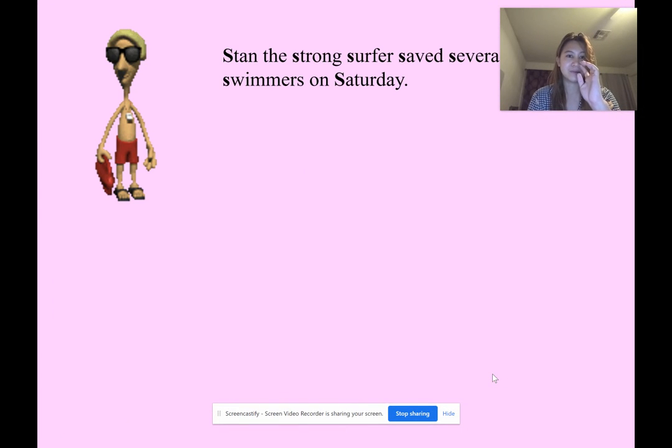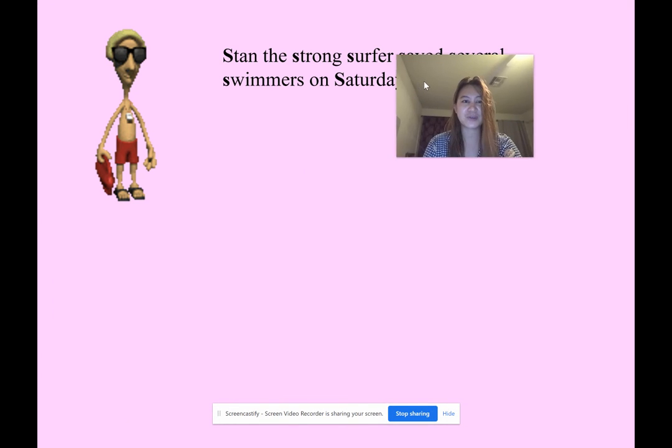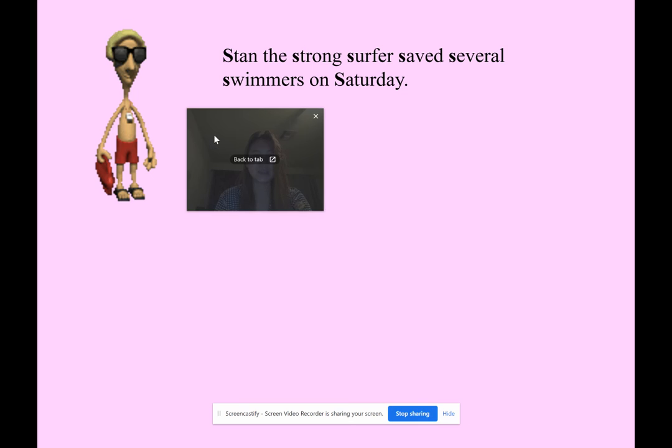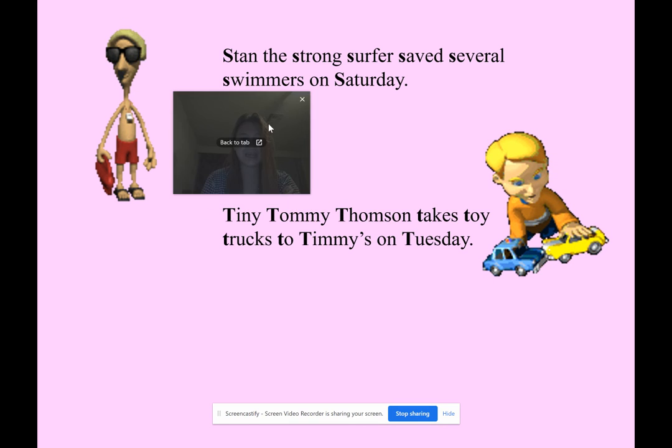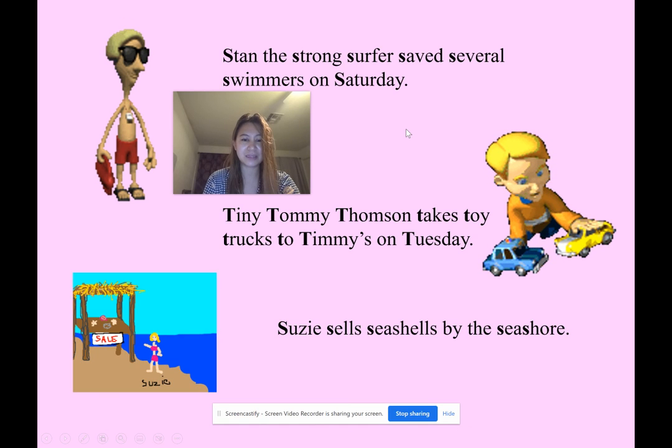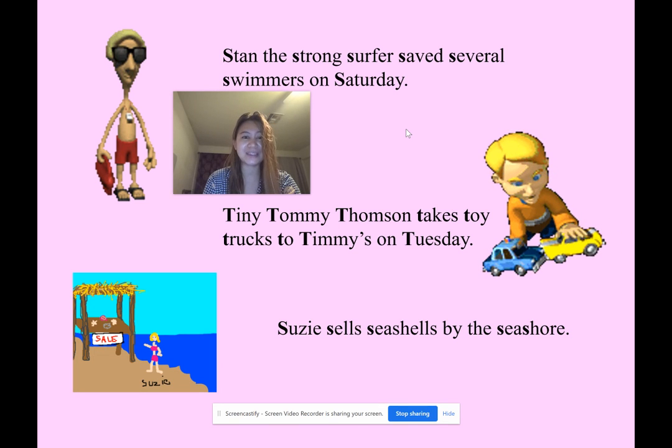What else? Let's try this one. A strong surfer saved several swimmers on Saturday. Sounds like a tongue twister. Tiny Tommy Thompson takes toy trucks to Timmy's on Tuesday. Repetition of the T sound. She sells by the seashore. Susie sells seashells by the seashore.